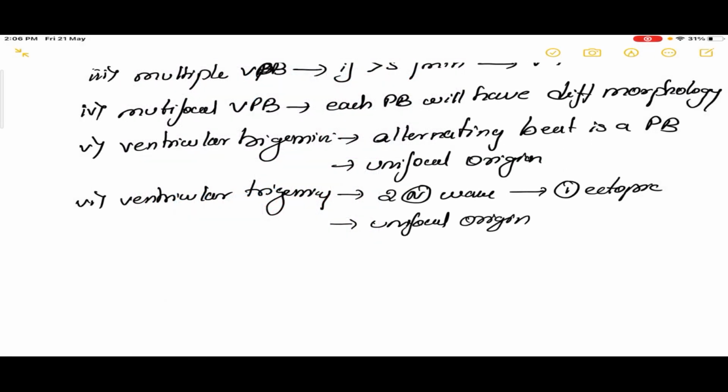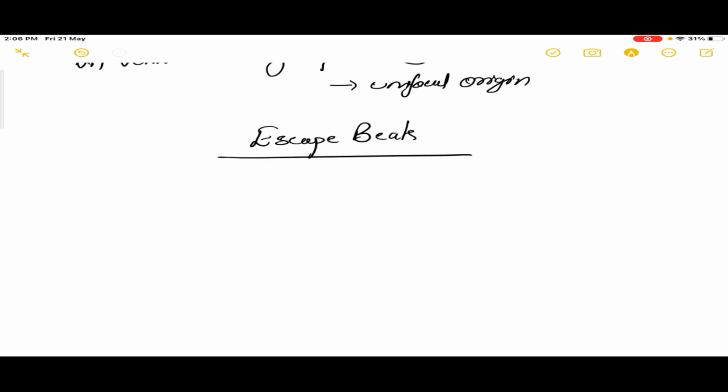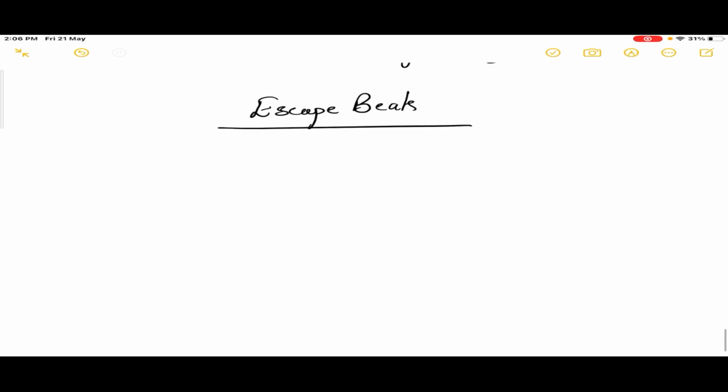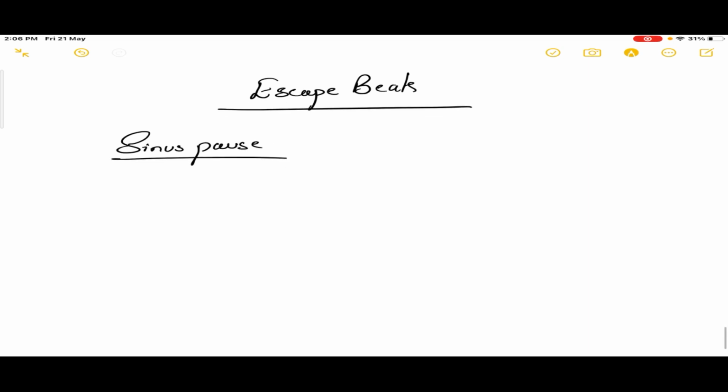Now let's start with the next topic, that is escape beats. Before going to escape beats, we have to know a few terminologies. First one, sinus pause.